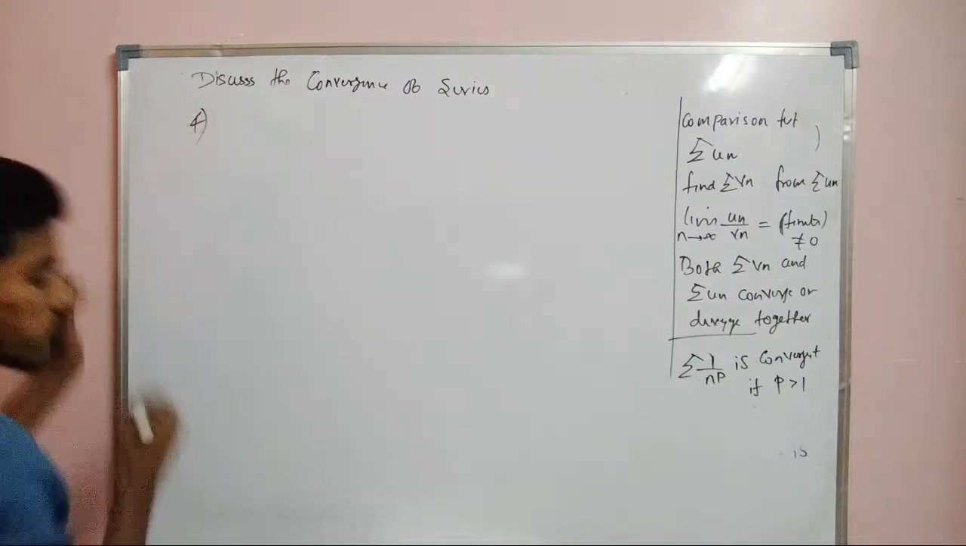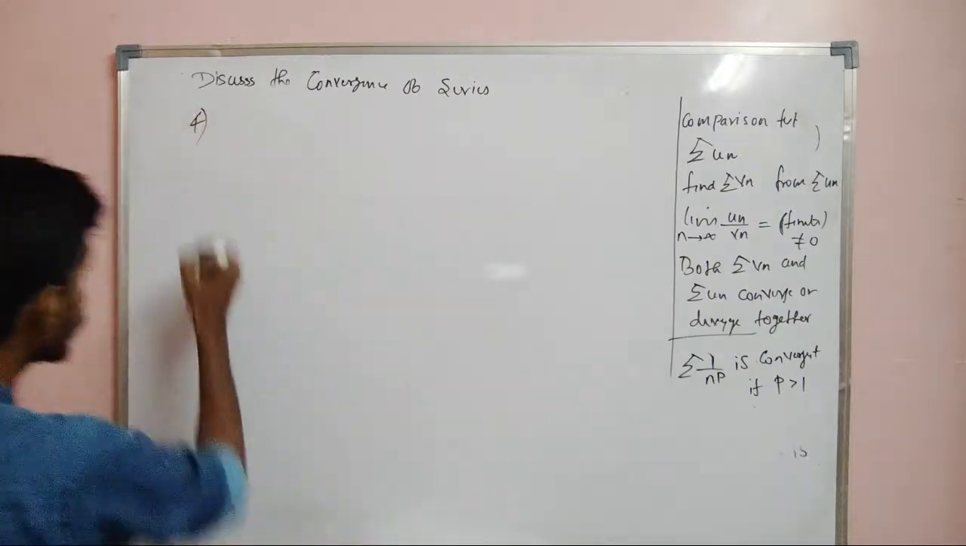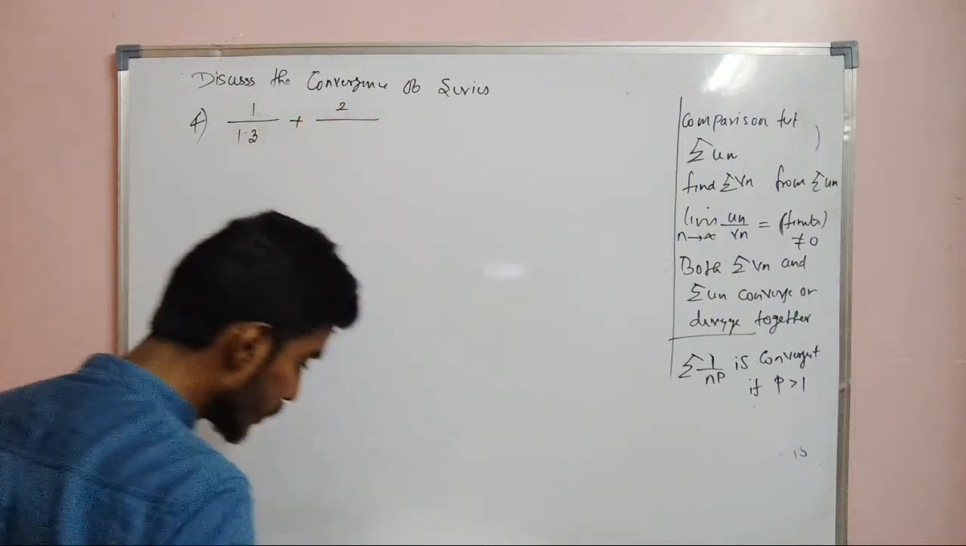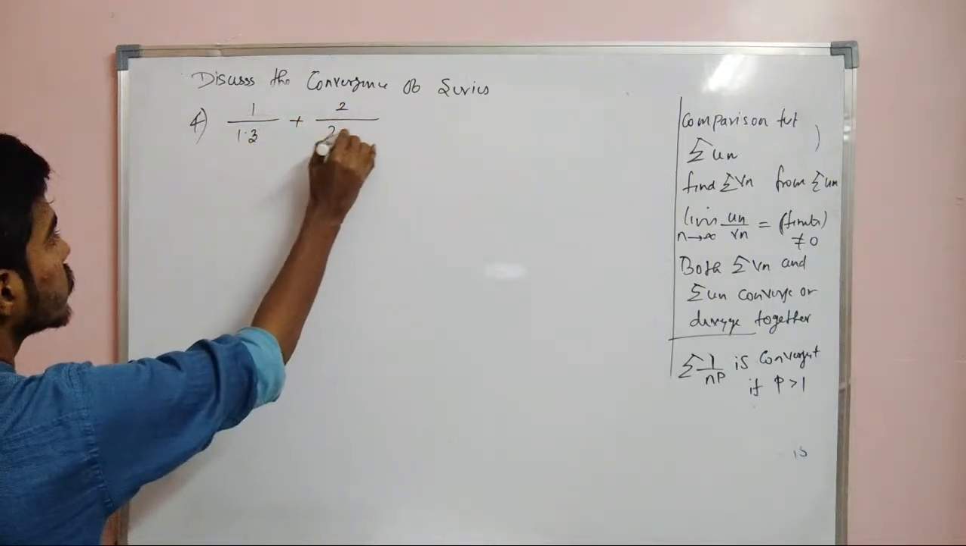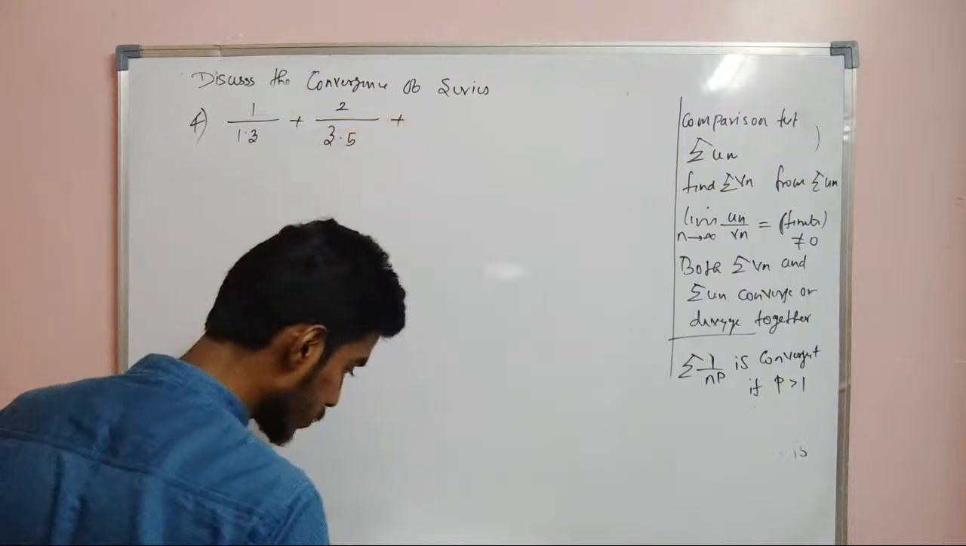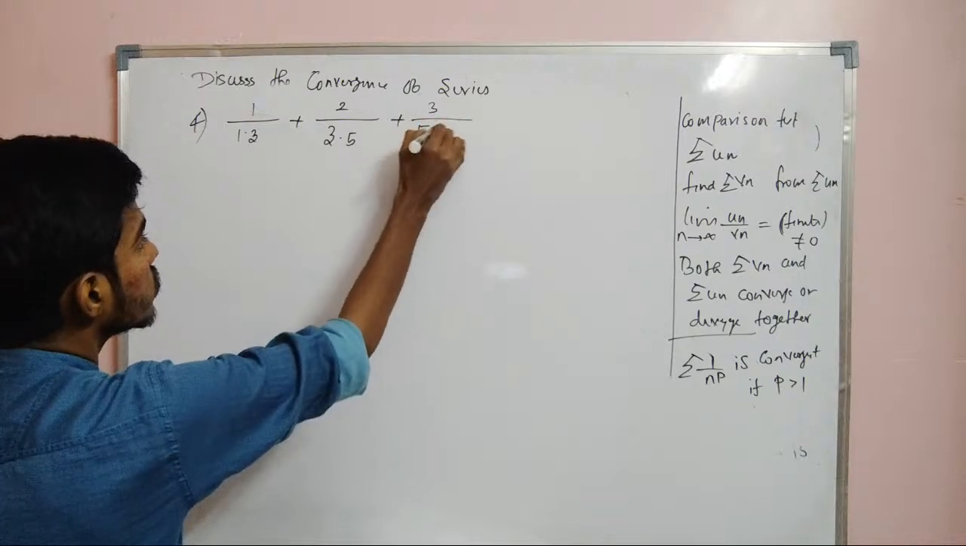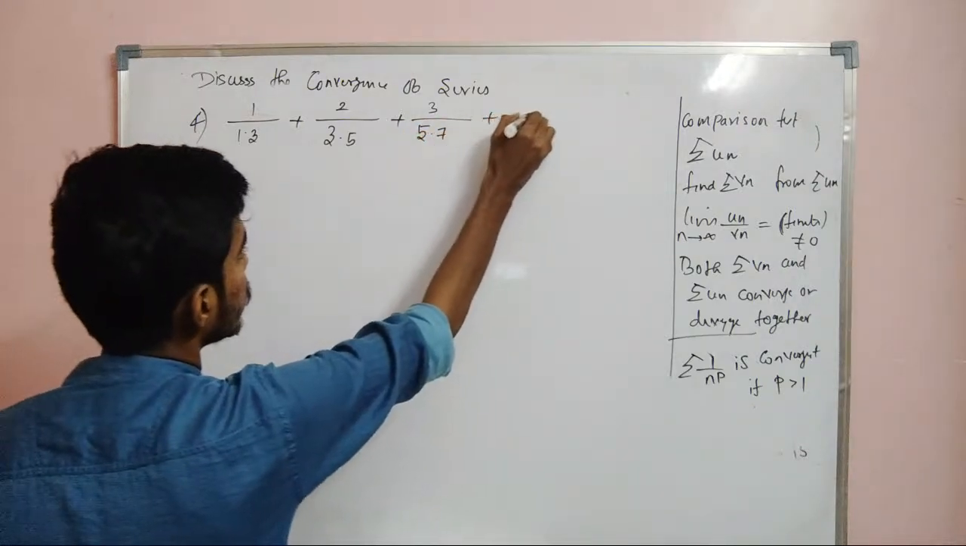We will move on to the fourth problem. So 1 by 1 into 3 plus 2 by 3 into 5 plus 3 by 5 into 7 and so on.